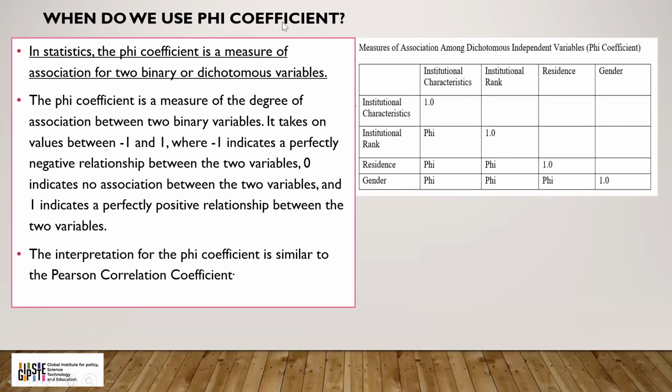If you look at the case, we have institutional characteristics, which has 2 categories. It's binary, it's dichotomous. And institutional rank is also binary. Residence is also binary. Gender was binary. So once you are looking at association tests among binary or dichotomous variables, it's a good idea to use the phi coefficient.